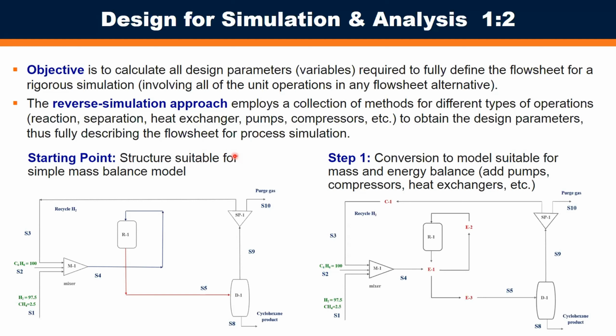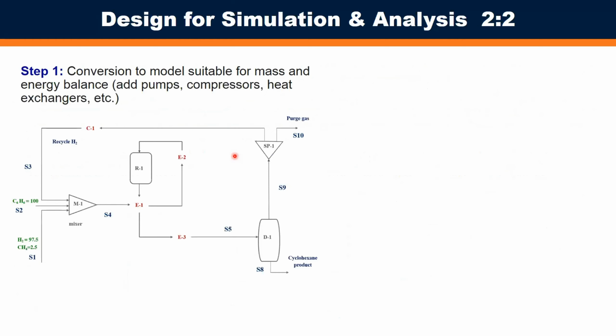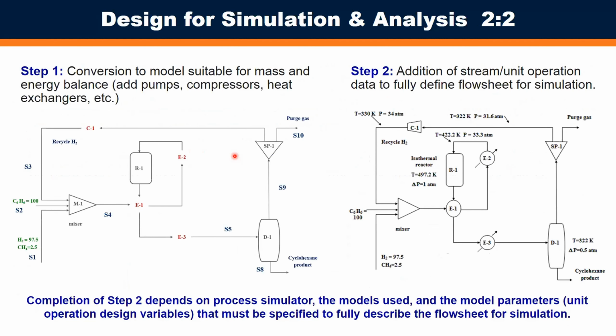So now we start getting a little bit more definition into the structure. The next step is to take this representation and convert it into a more defined flow sheet where we actually add the stream definition and any operation data for the different units. That would be outlet pressures, temperatures, reactor conditions, pressure drops for separators, and so on and so forth.